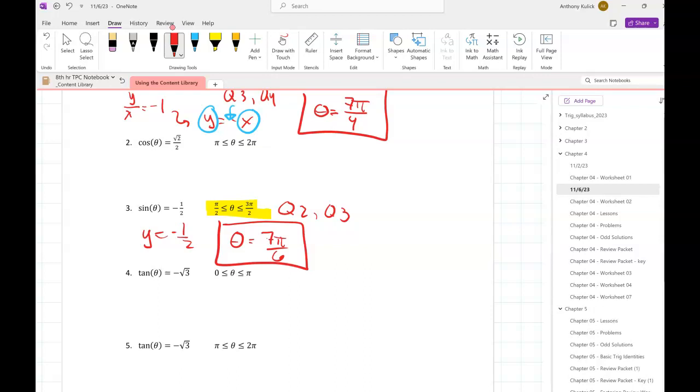Especially for a sine and cosine problem. Maybe a tangent I can understand wanting to write something down to make sure you have your x and y sorted out. Lexi, can you go over?